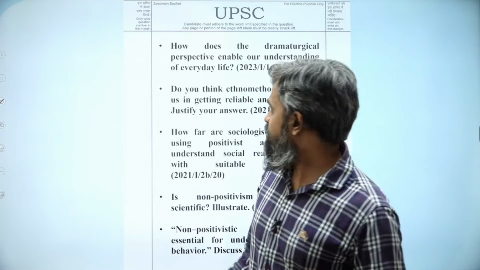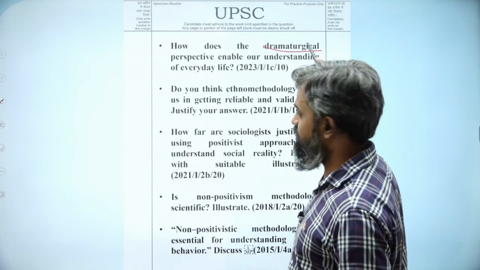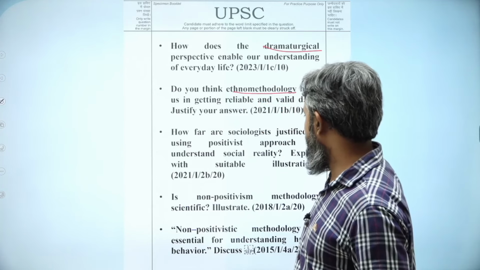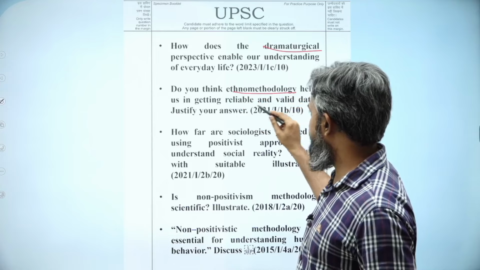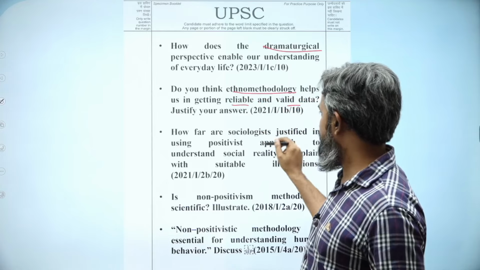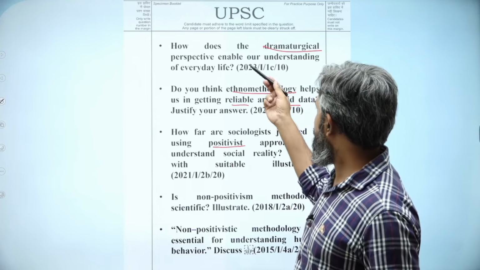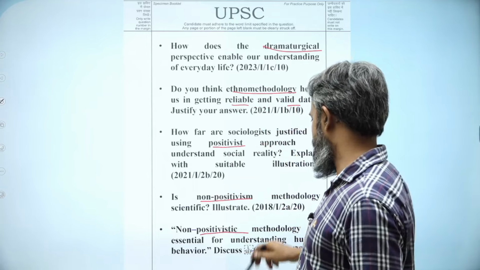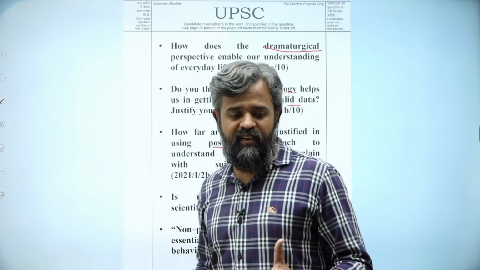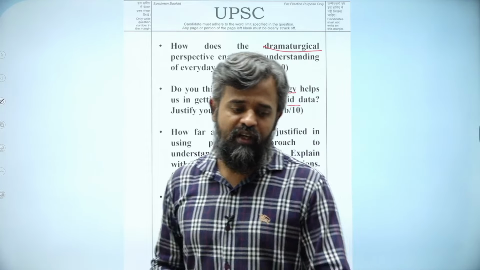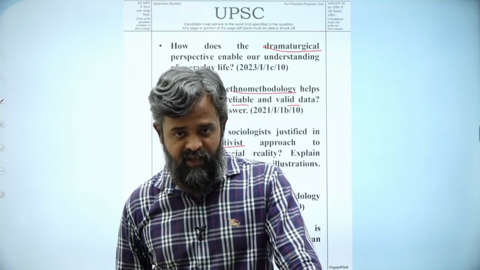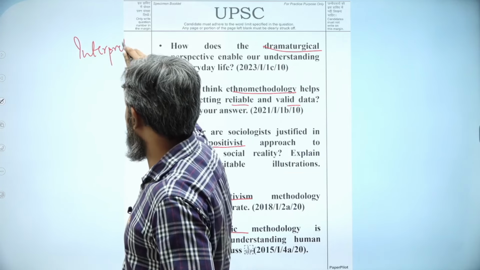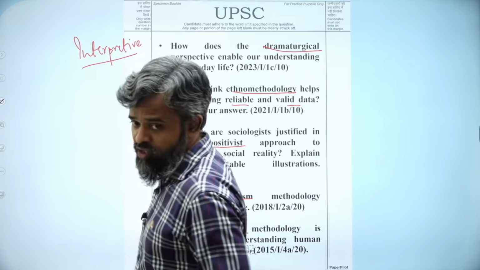Now, through this, what you get is, of course, dramaturgical, which was quite recently asked. Ethnomethodology, then phenomenology is also there. Then these are also reliable. Positivist, dramaturgical, and then non-positivist methodology, that's it. So basically these are some of the cues that can help us navigate better. So we can start with interpretive sociology or interpretive approach.